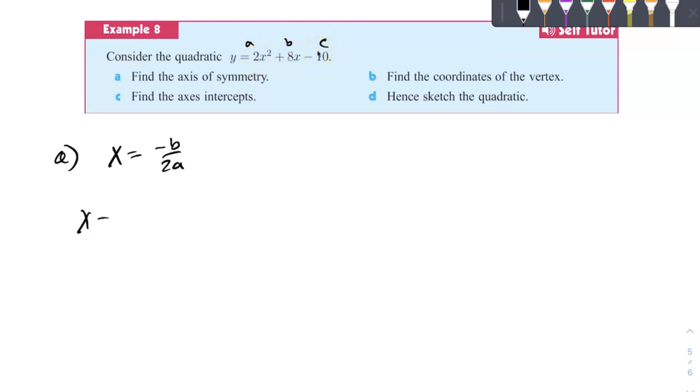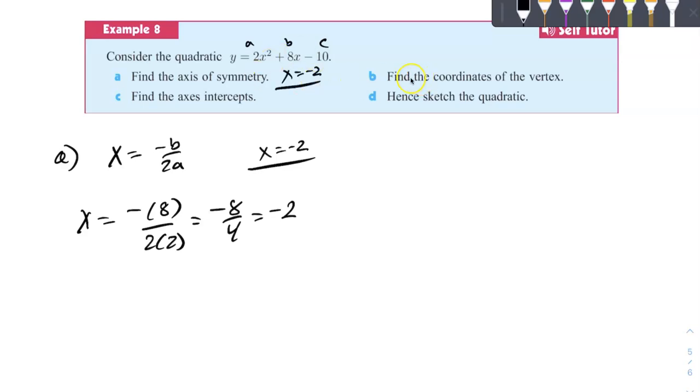So, substitute it in. I get negative 8 over 2 times 2. So negative 8 over 4, which is negative 2. I can do math sometimes. So there's my axis of symmetry: x equals negative 2. That's okay. So there we go.